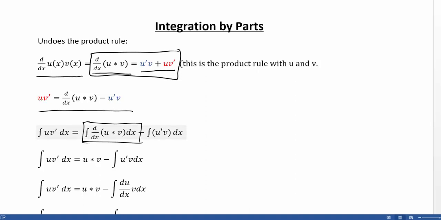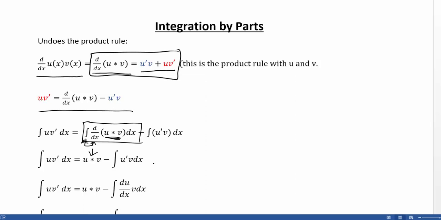Notice that that was the derivative of u times v dx. So if you take the derivative of something, and then you take the antiderivative of that thing, you get back what you started with. So if you take the derivative of u times v, and then you take the antiderivative of that, you get back u times v. So here, the indefinite integral and the derivative cancel each other out, leaving us with just this u times v. Then the last term stays the same.